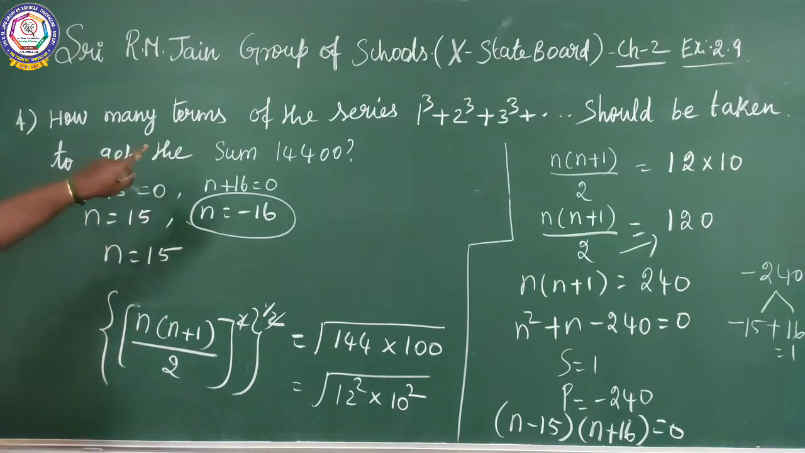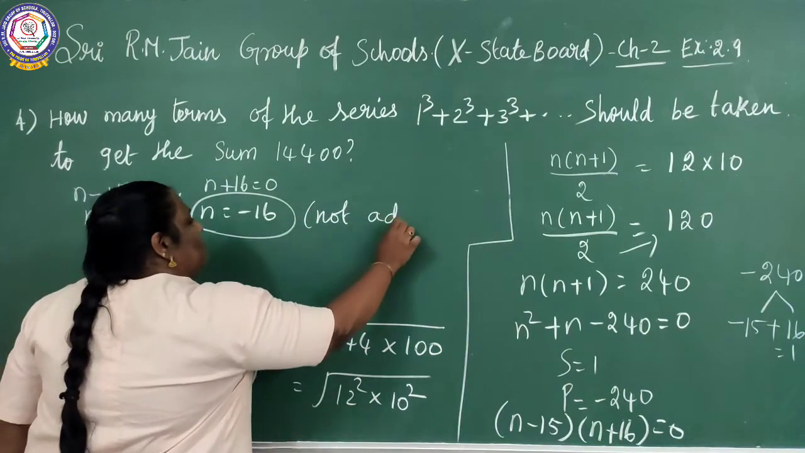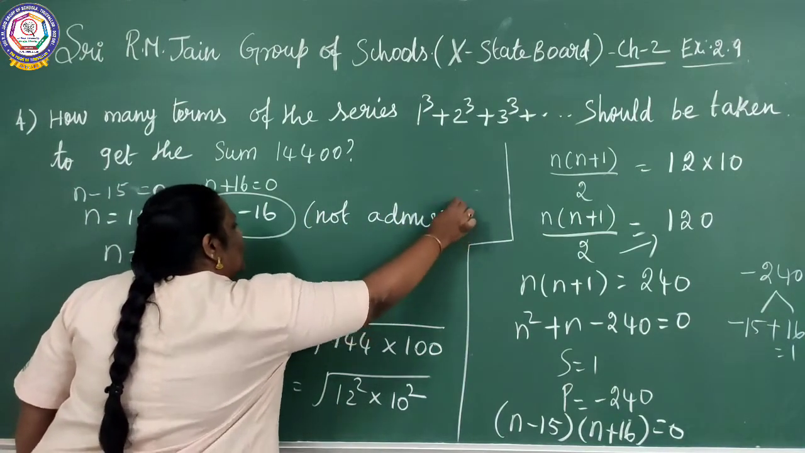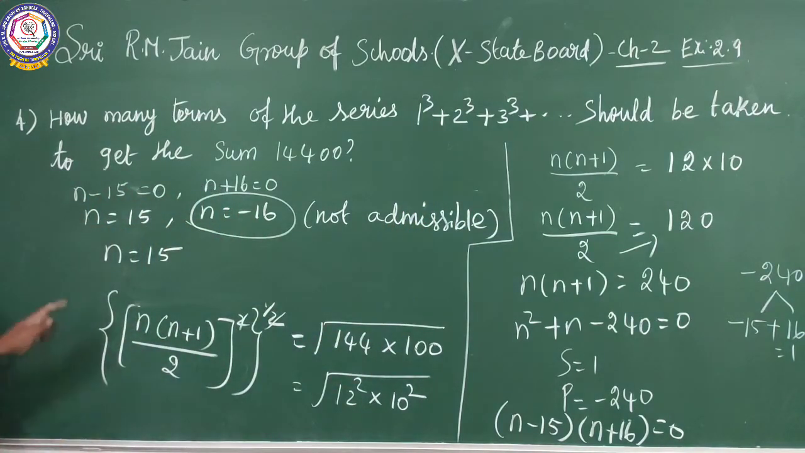So the number of terms of the series is n equals 15, because minus 16 is not admissible. Why? Because n is a natural number, so n can take the value 15.